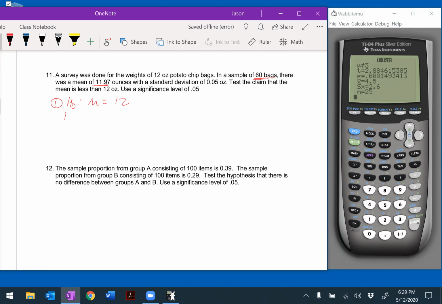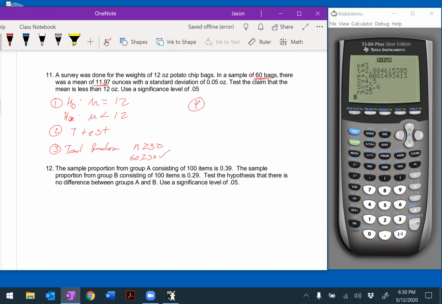What is our alternative? The alternative is that they are ripping us off. The alternative is that it's less than 12 ounces. Number two, because this is mu and it's a hypothesis test, it's a t-test. Number three, is it independent? Sure. Is it random? Sure. Is the sample size n greater than or equal to 30? Well, yeah, 60 is greater than or equal to 30, so check.